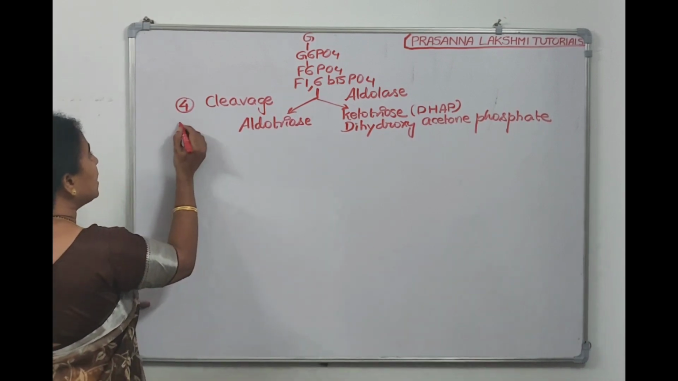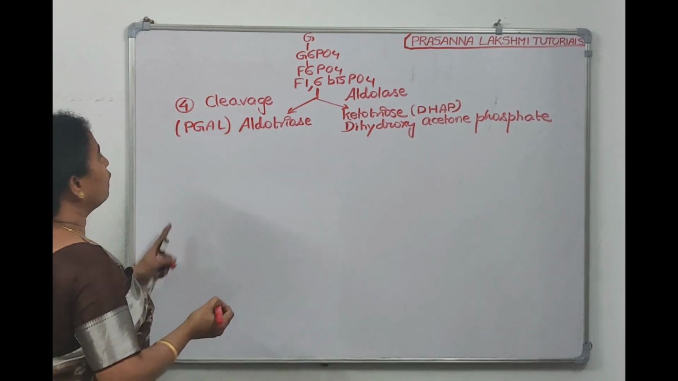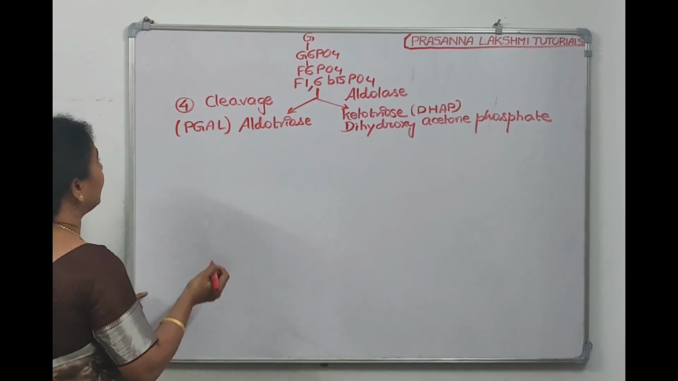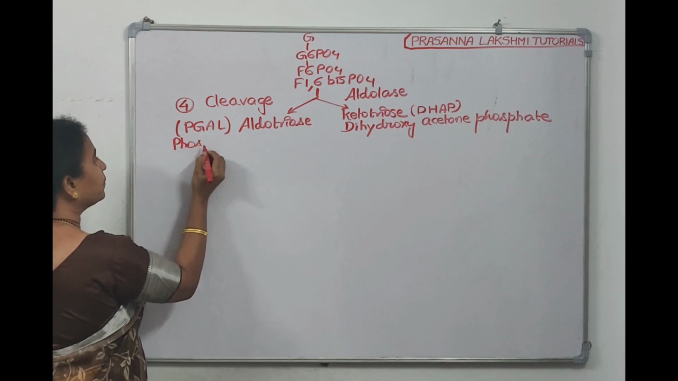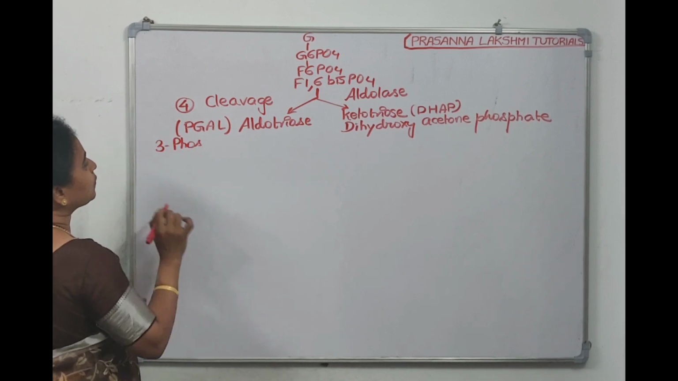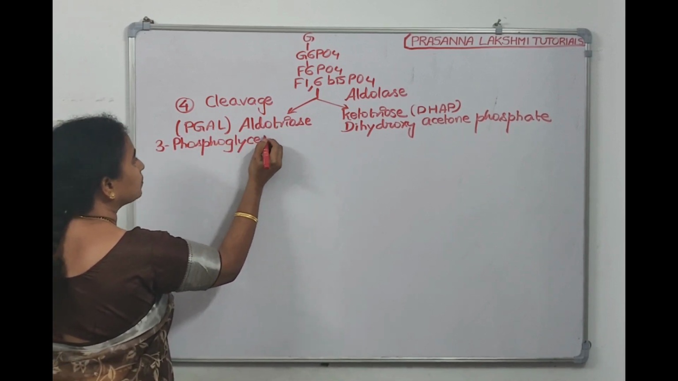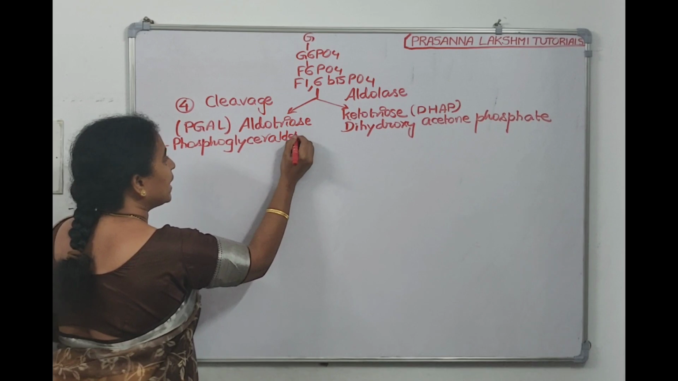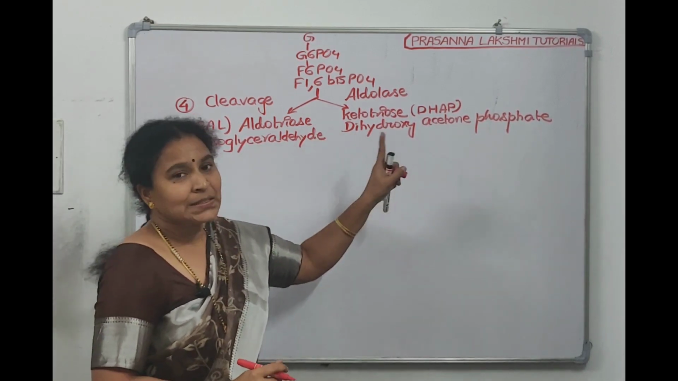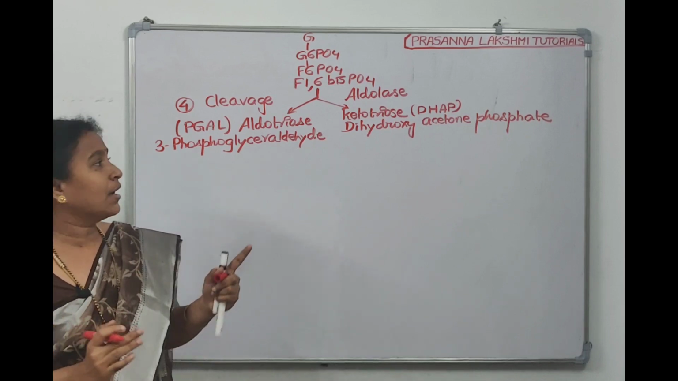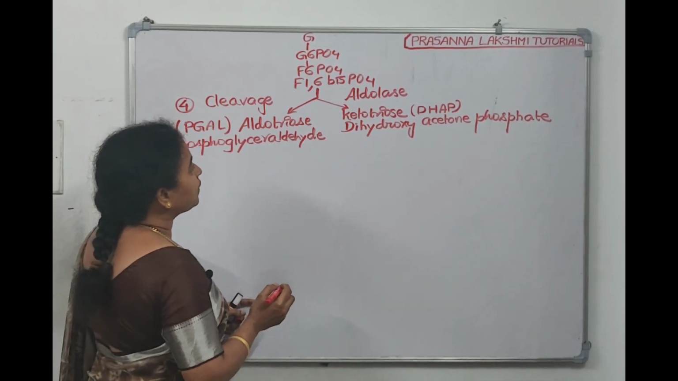In NCERT they have given the short form as PGAL, phosphoglyceraldehyde. So we can write it as 3-phosphate, third place phosphate group added, 3-phosphoglyceraldehyde is aldotriose. This is ketotriose, so it has broken down. Reaction number 4. Now fifth reaction is, what is the fifth reaction?